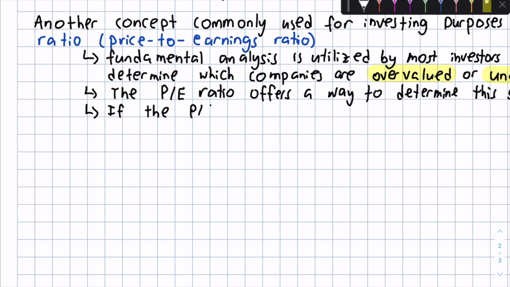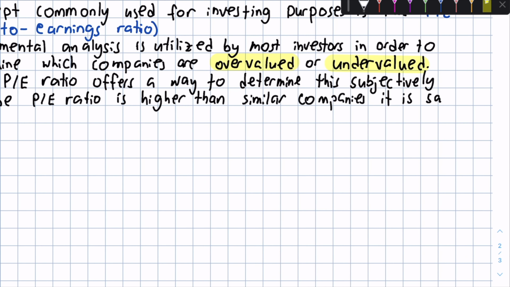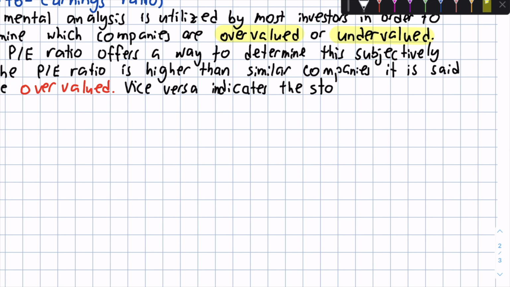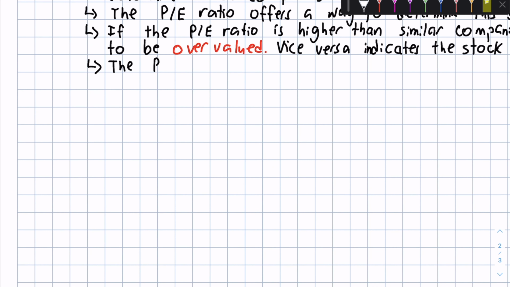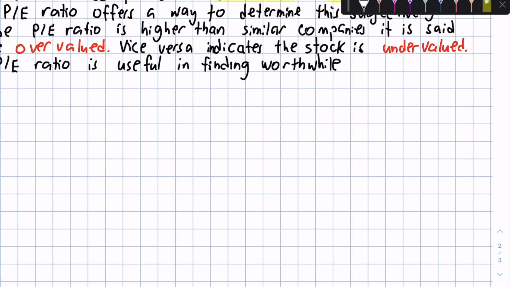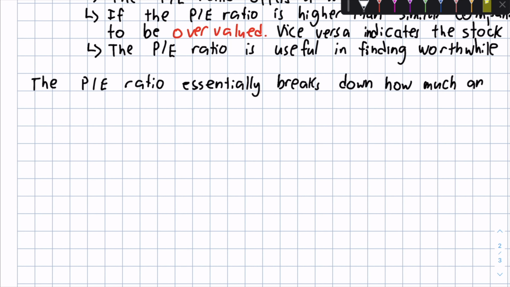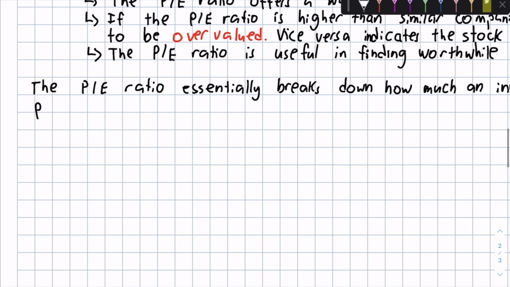If the PE ratio is higher than similar companies in a specific sector, it's said to be overvalued. When the opposite is true and the PE ratio is lower than similar companies in an industry, the stock is said to be undervalued. The PE ratio is useful in finding worthwhile investments, and a lot of investors actually utilize it for this.